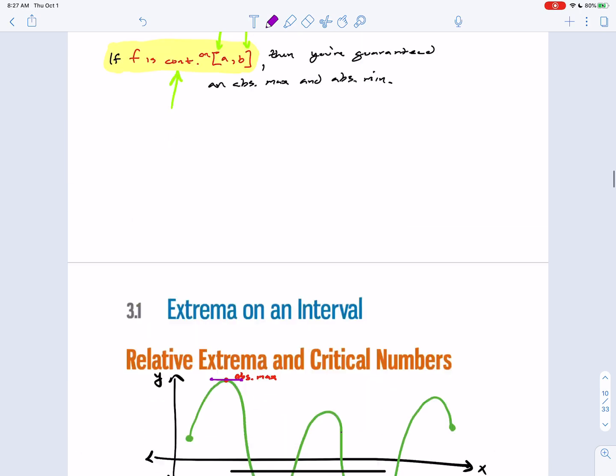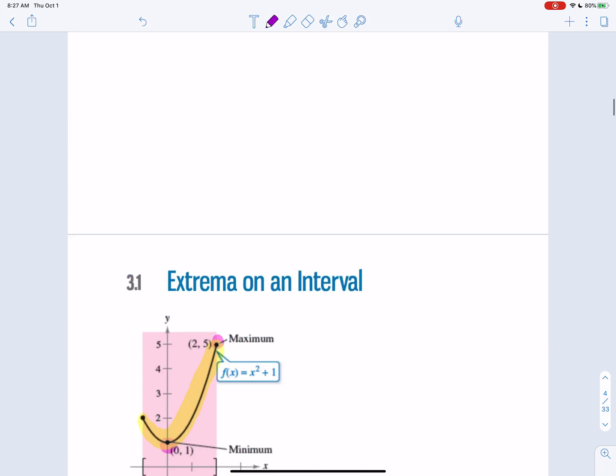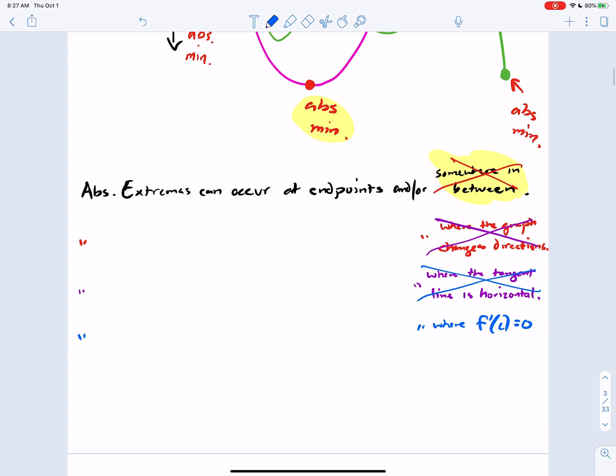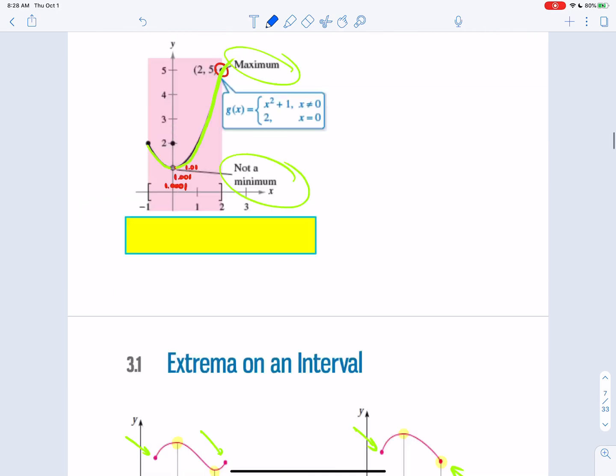So take a look. We're going to cross this out one more time. And or where f prime is equal to 0. I'm actually going to put f prime of c here. I'll talk more about that later. Okay, that's pretty much where the slope of the tangent line is horizontal or 0. Okay, all right, here we go.